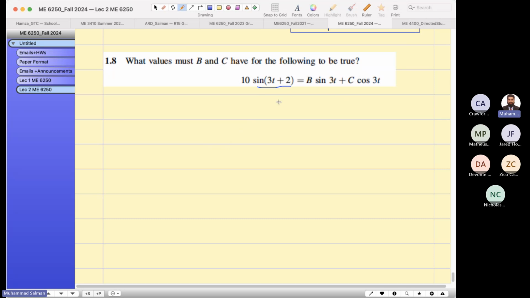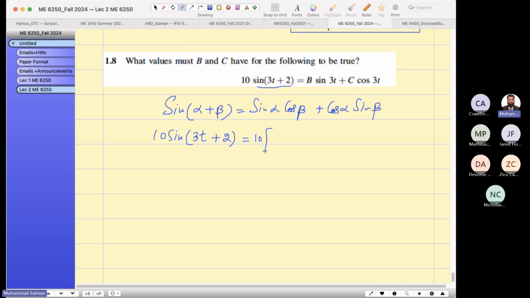So this is a trig identity. If you remember, sine alpha plus beta equals sine alpha cosine beta plus cosine alpha sine beta. So we can split it up. In place of alpha, it is written 3t. In place of beta, it is written 2. So 10 is outside the parentheses: sine 3t cosine 2 plus cosine 3t sine 2.